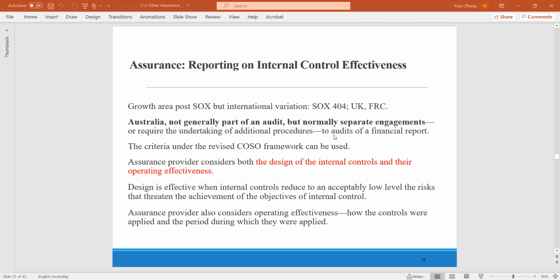Auditors will check the design and effectiveness of the internal control activities by themselves. So that's the difference. In that situation, the subject matter will be the performance of the internal control, the activities rather than the reports. I'm not sure if you can see the difference here.